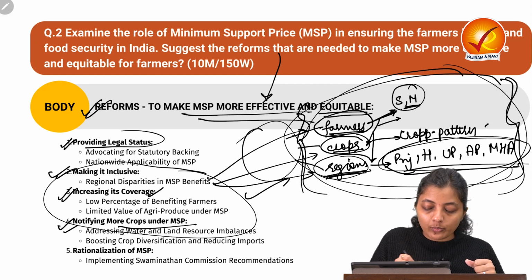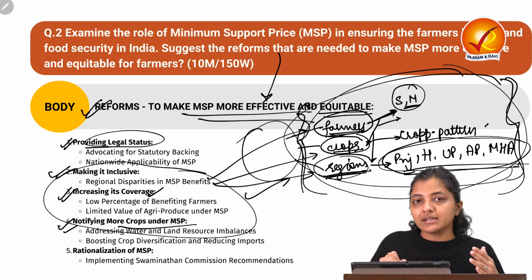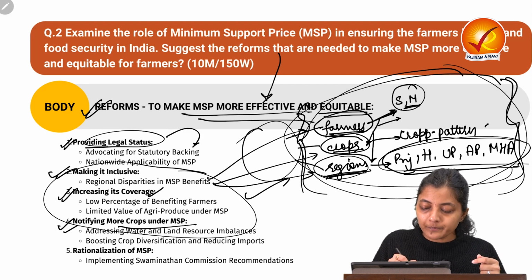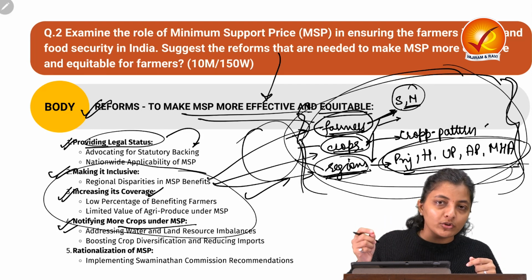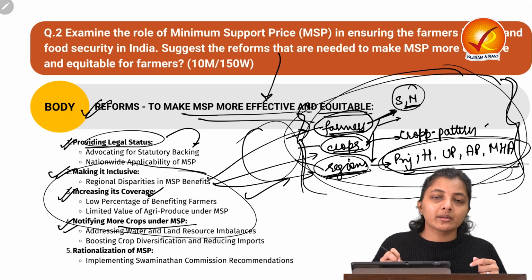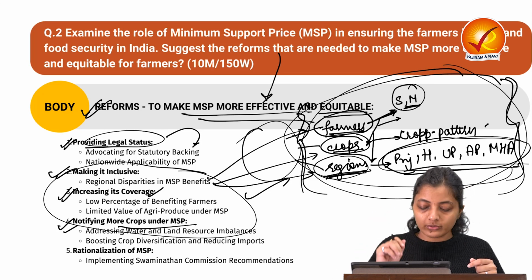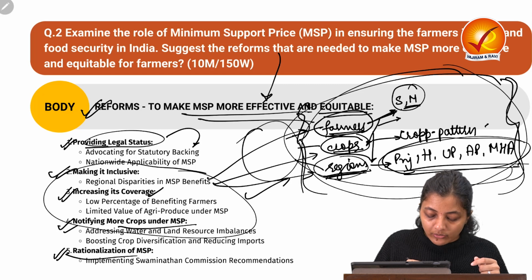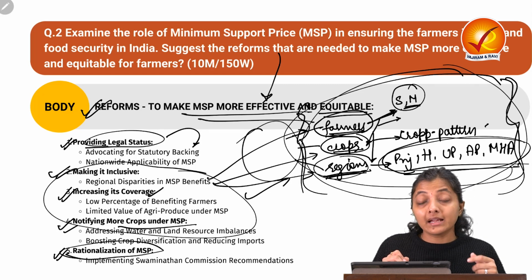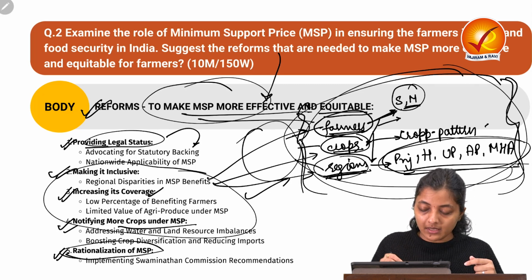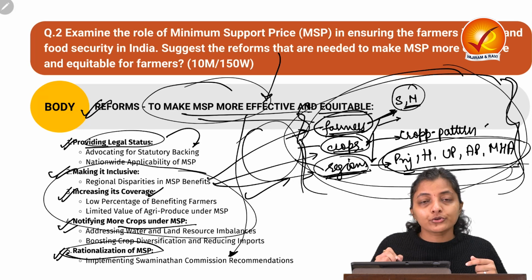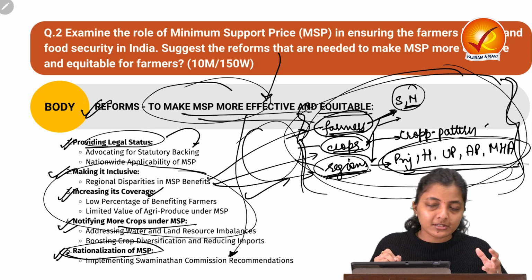Next is about we need to provide them the legal status, so that it is mandatory to procure whatever the crops that are being notified, and it would be the right of the farmer to sell their produce to the government. Next is about the rationalization of MSP, like how we can reform the MSP by rationalizing it, so as to make it more target based, leakages of the MSP subsidies etc.